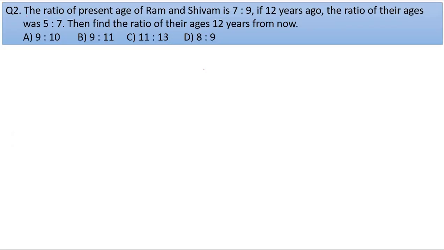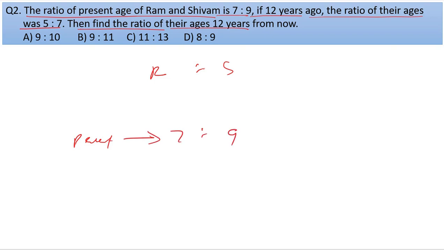In the next question we have: the ratio of present ages of Ram and Shivam is 7:9. If 12 years ago the ratio of their ages was 5:7, then find the ratio of their ages 12 years from now. Here Ram, here Shivam, the present age ratio is 7:9, and 12 years ago, that is the past, it was 5:7.